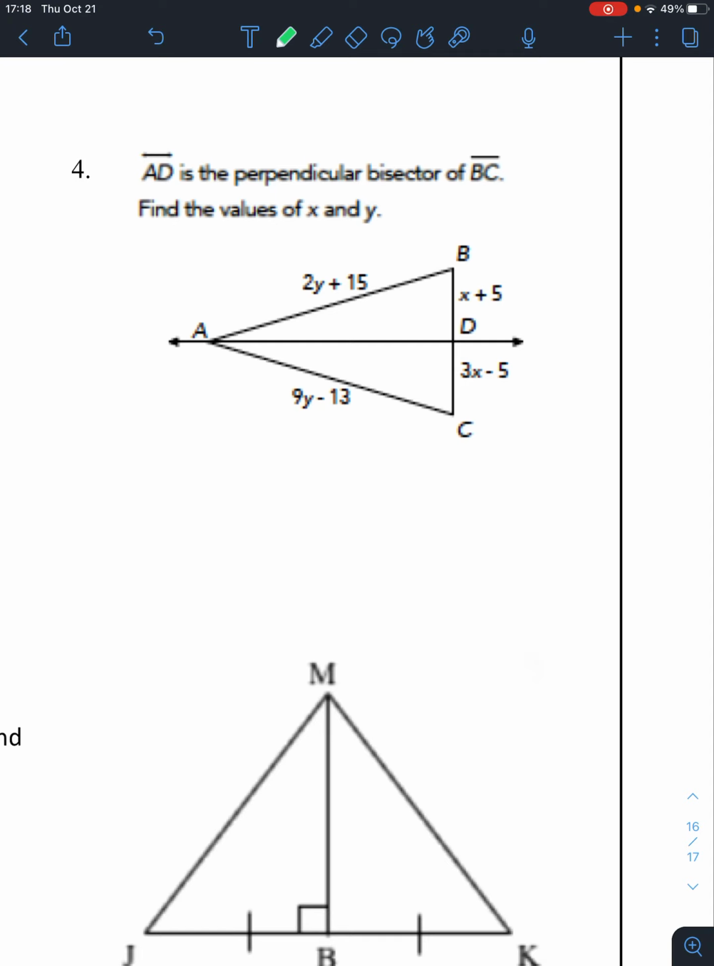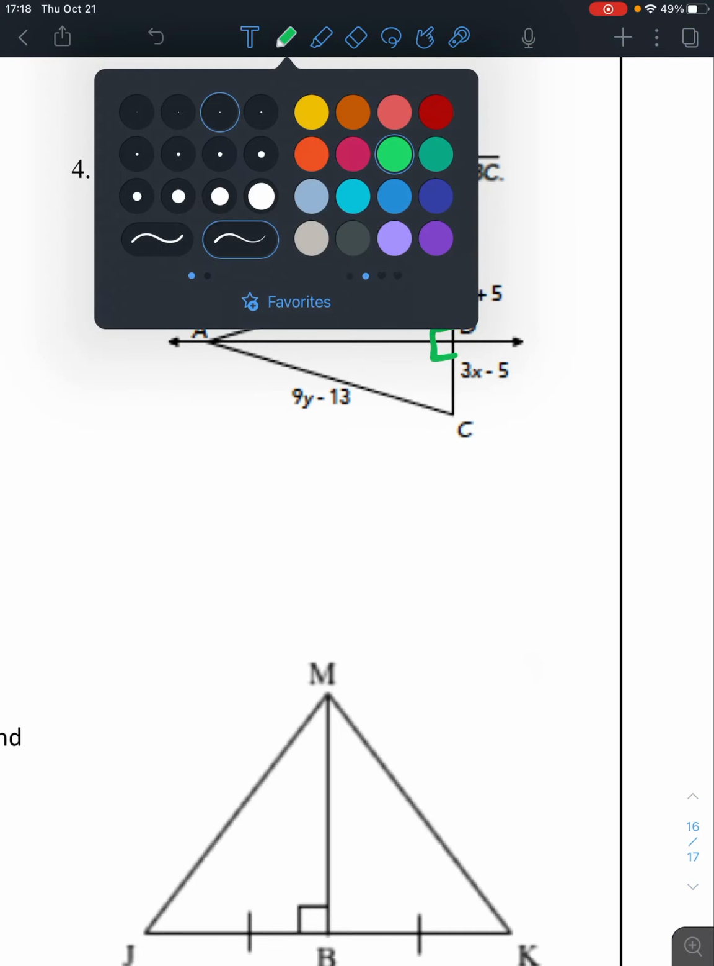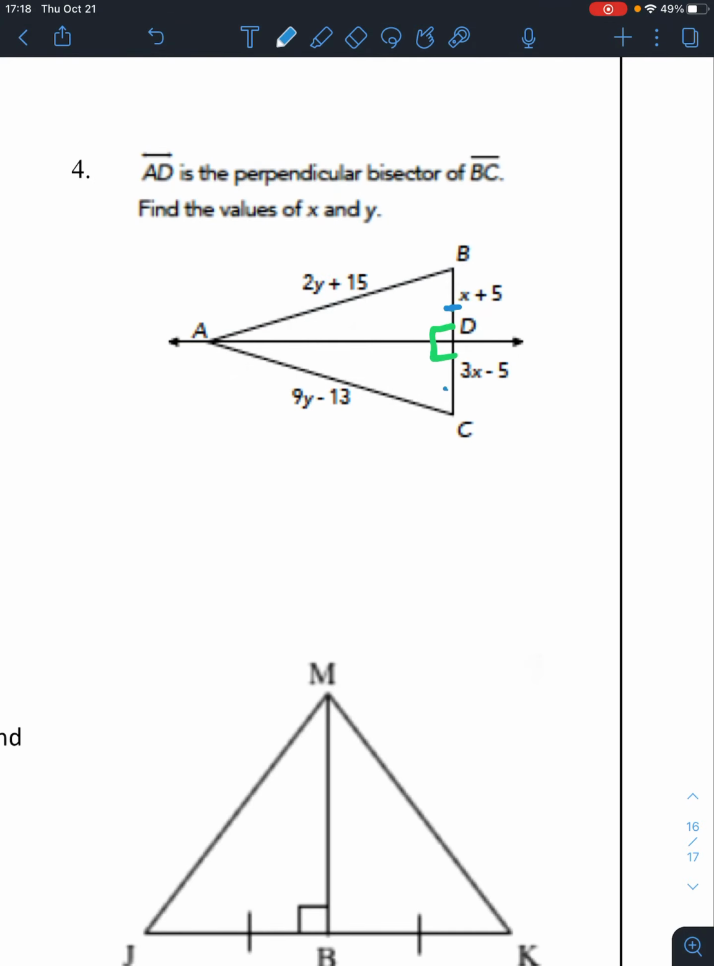So on number 4, AD is a perpendicular bisector. Two things, perpendicular, that's what that means, perpendicular bisector of BC. Okay, so a couple of things happening here. Notice that the perpendicular bisector actually happens to pass through the vertex.